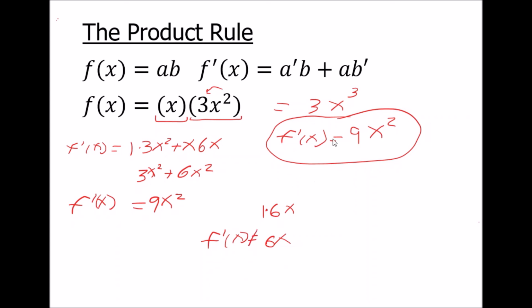So in order to find the derivative of a product, you must use the product rule. It won't work if you just find the derivative of each piece and then try to multiply them together. So hopefully that makes sense. Now it's your turn to try a few.